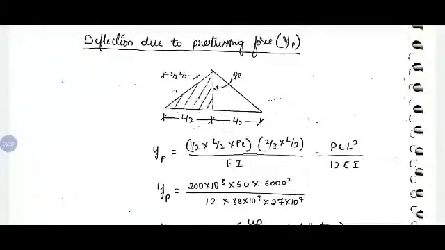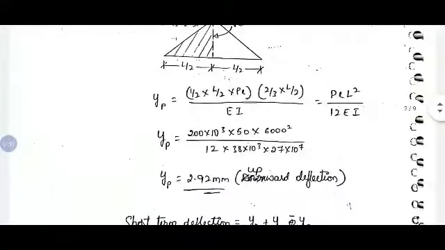we will get PEL square by 12 EI. Then substitute the values. P is 200, E is 50 mm, L is 6 meter, that is 6000 mm, upon 12 into E 38 into 10 power 3 and I is 27 into 10 power 7. On simplifying we will get 2.92 mm, and we know deflection due to prestressing force is upward deflection.